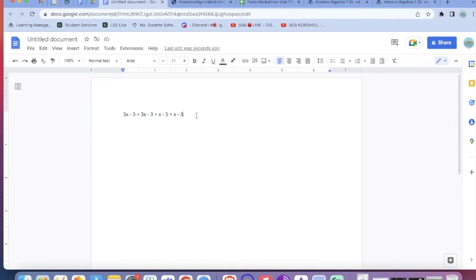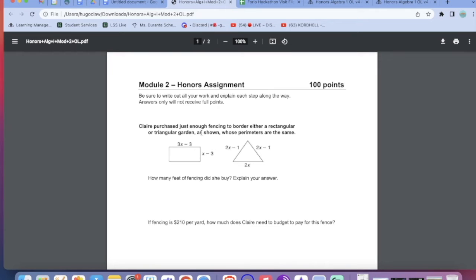What we're going to have to do here is that this is ultimately going to be 8x minus 12. If you add all of the variables up, the 3x plus 3x plus x plus x, that's 8x. And the minus 3, minus 3, minus 3, minus 3, that's minus 12. So this is the variable expression for the rectangle here.